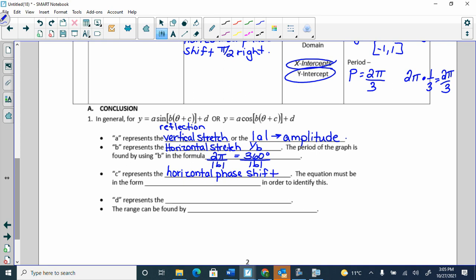The equation must be in the form... I'm being lazy. It must be in that. You must have your B out, right? Every single time the B has to be pulled out, GCF, B has to be pulled out. D represents the vertical displacement. It's also my midline. I'm going to put that too.